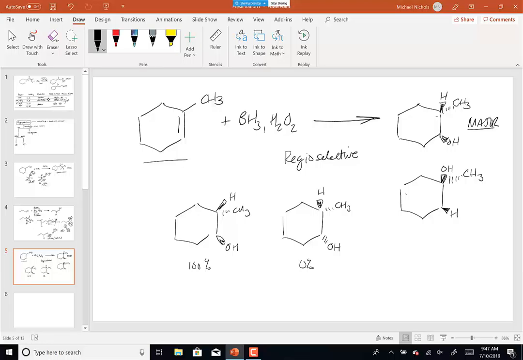So actually there's four possible products I could get out of this reaction. Adding H top and bottom, and adding H and OH cis and trans. Now, here's my two possible stereoisomeric products for the top product, for the major product. What are they? What is their stereochemical relationship?